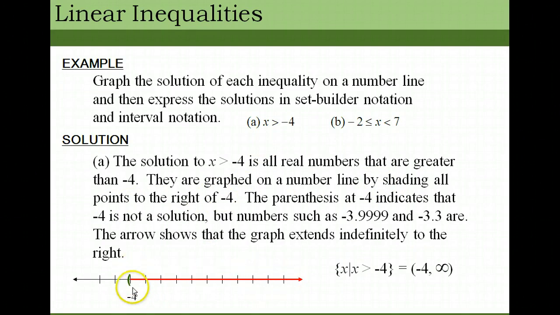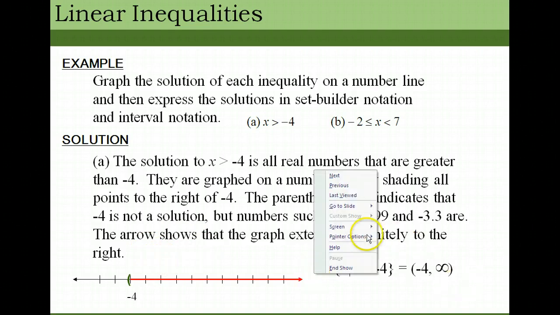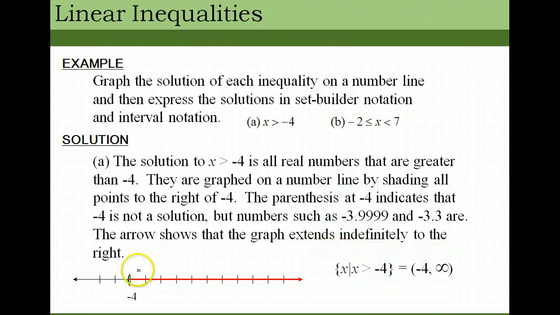Okay, we don't include -4 here because it is not included in the inequality. You could have also used an open circle at -4. Open circle meaning not shaded in. So let me show you what I mean by open circle. You could have instead shown this by saying open circle at -4 and then drawing the arrow to the right like that.